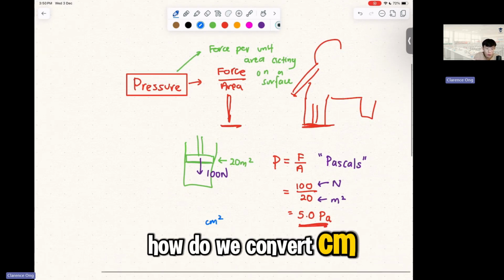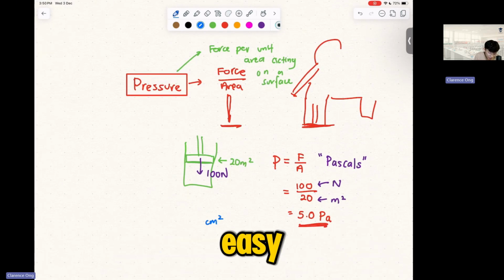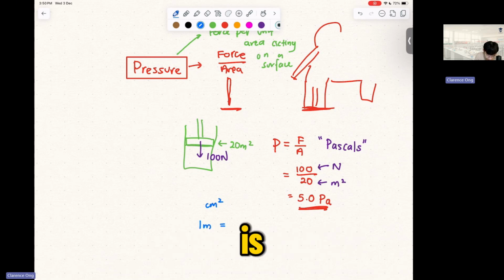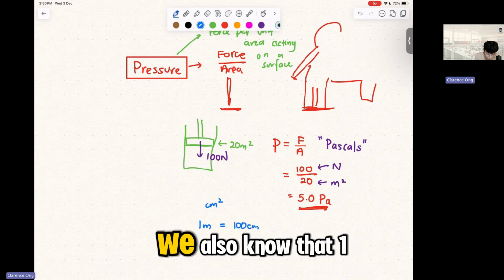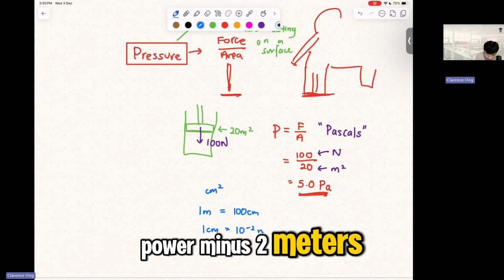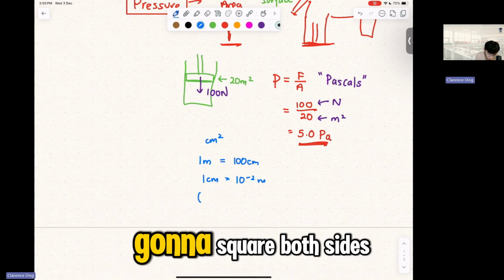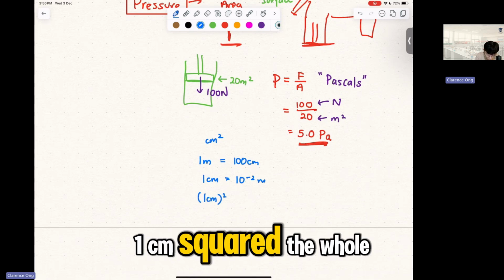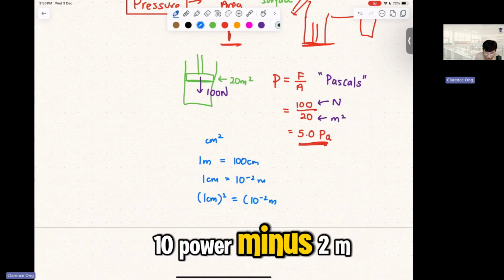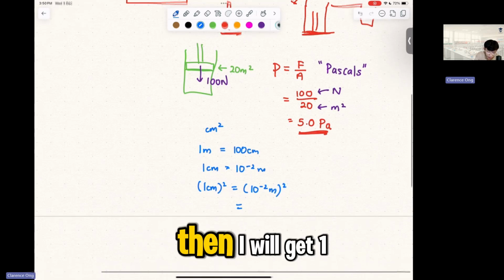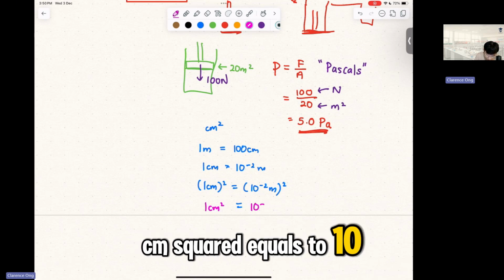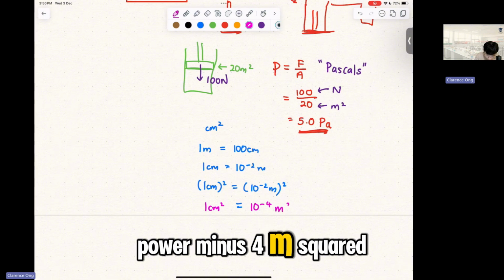How do we convert cm square to meter square? Very easy. We know that 1 meter is 100 cm. We also know that 1 cm is equal to 10 power minus 2 meters. That means that if I square both sides, 1 cm squared the whole thing, and 10 power minus 2 m squared the whole thing, then I will get 1 cm square equals 10 power minus 4 m square.